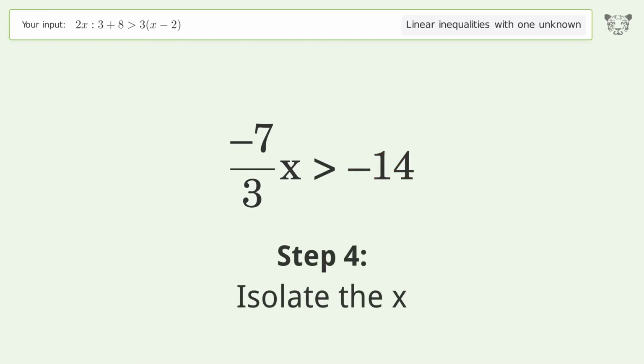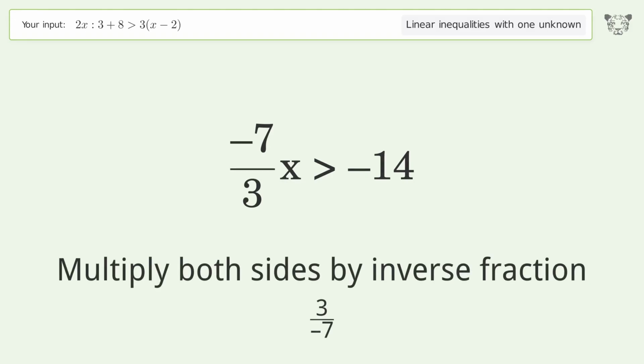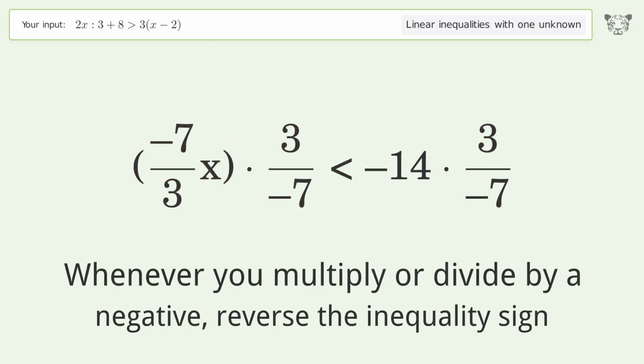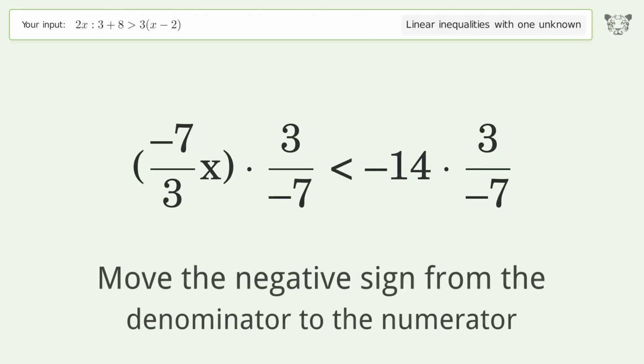Isolate the x. Multiply both sides by inverse fraction 3 over -7. Whenever you multiply or divide by a negative, reverse the inequality sign. Move the negative sign from the denominator to the numerator.